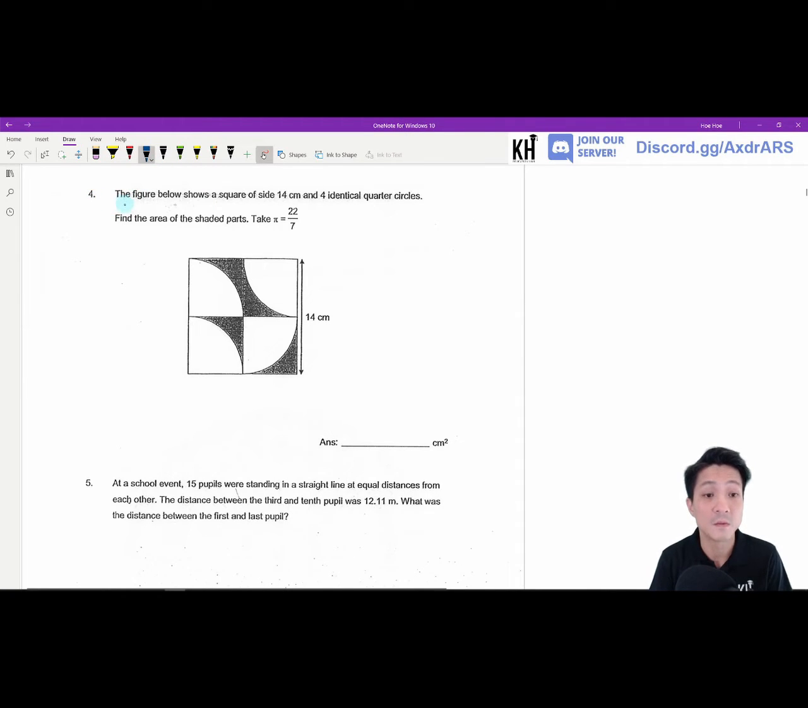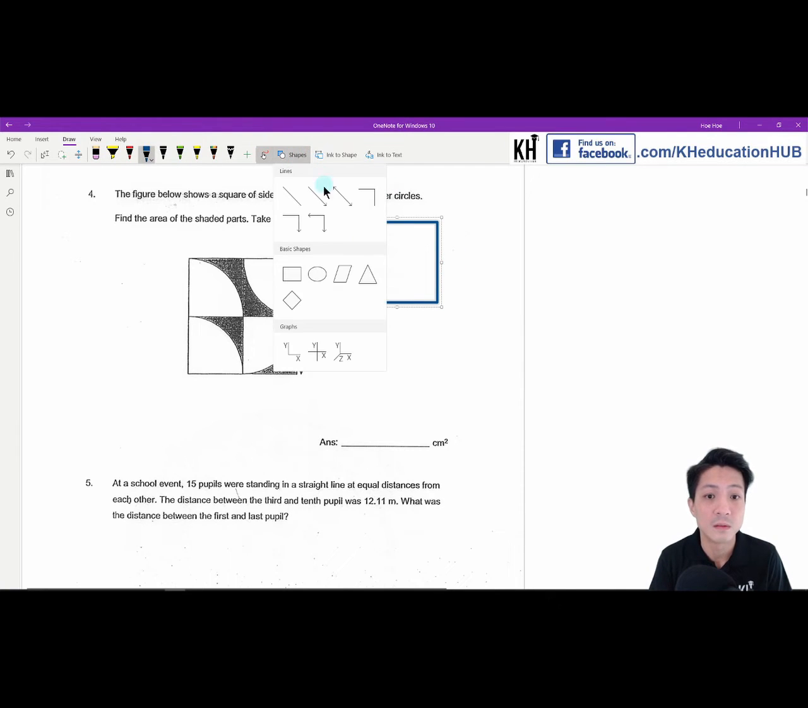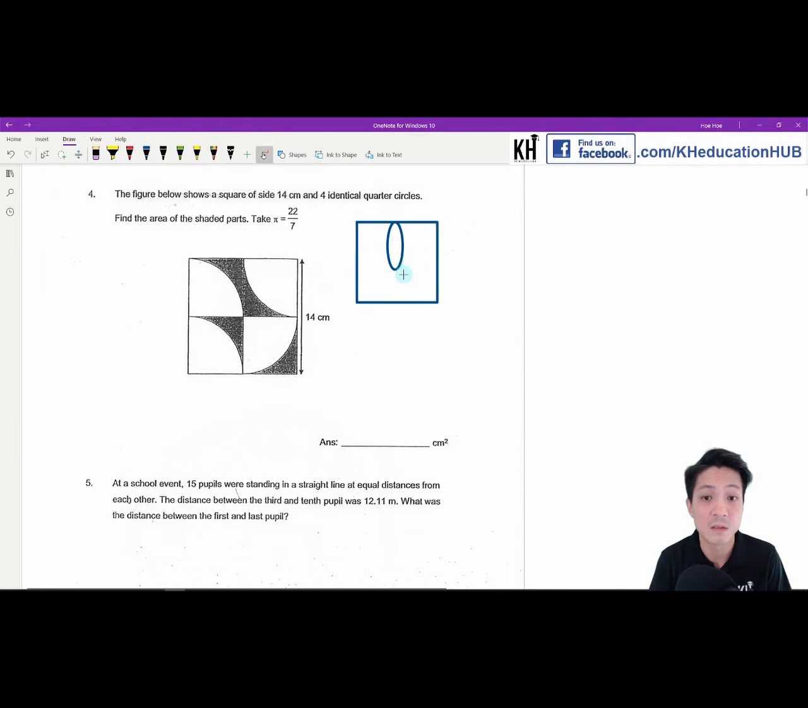Question 4. The figure below shows a square of side 14 cm and 4 identical quarter circles. Find the area of the shaded parts. So if we rearrange this, we will be able to rearrange it into basically a square with a circle inside. How do I draw the circle? I can move it inside.